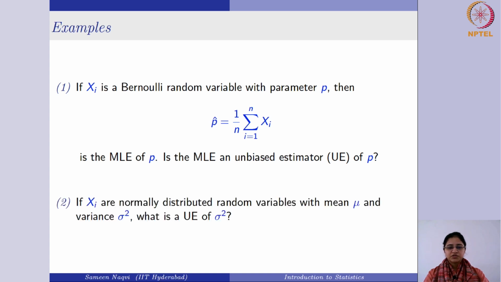The next question is that if xi's are normally distributed random variables with mean mu and variance sigma square, then what is the unbiased estimator for sigma square? So let us first answer these two and then we will move ahead.